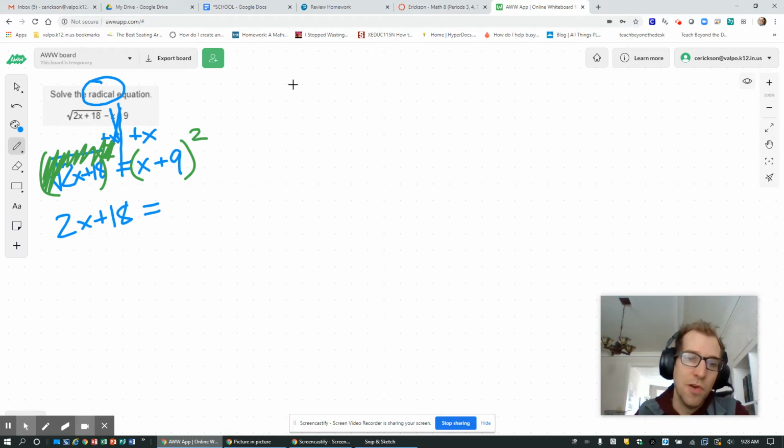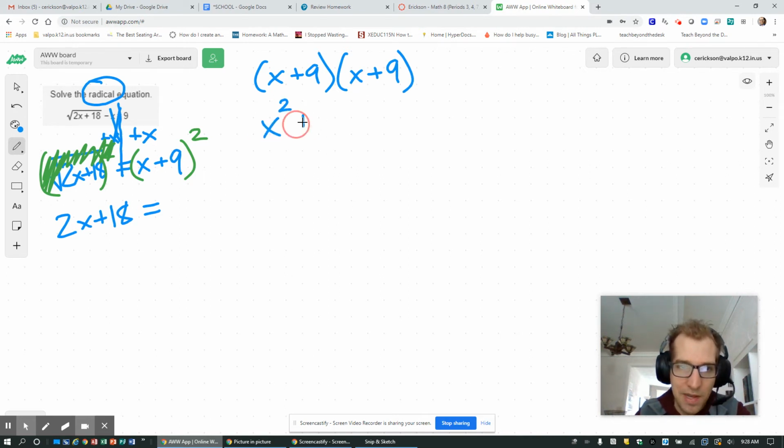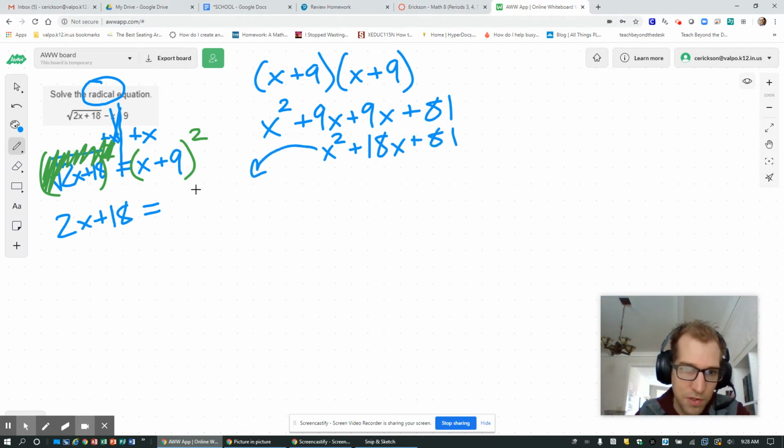Now over here, notice x plus 9 squared is actually x plus 9 times x plus 9. Don't make that mistake. Make sure you FOIL that out, including the middle term. So it would be x squared plus 9x plus 81. So that should be x squared plus 18x plus 81. That's what we're going to put over here.